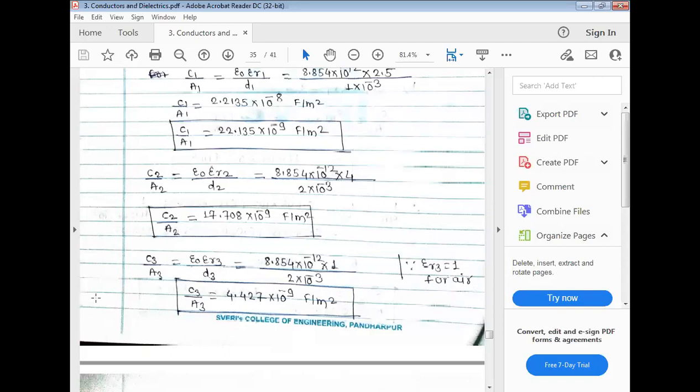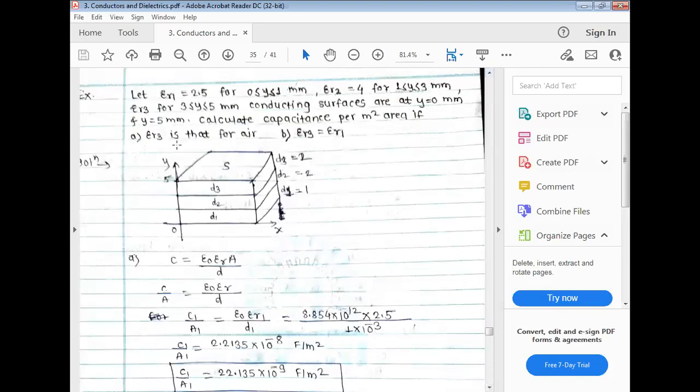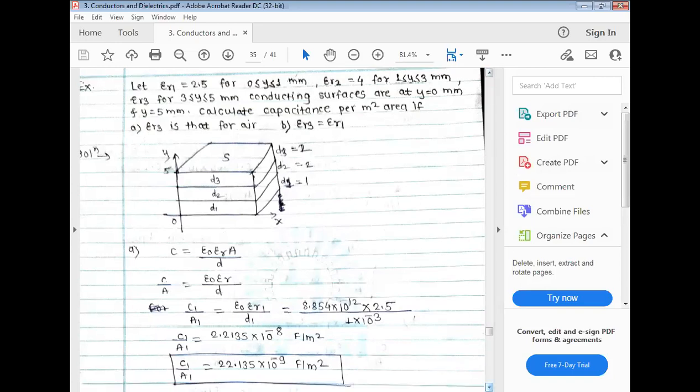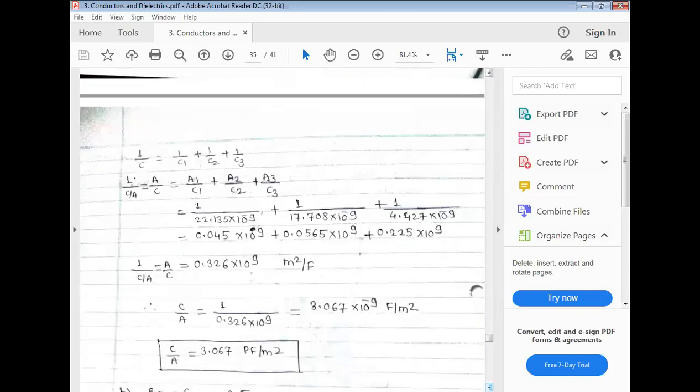Hello. So now for C3 upon A3, it is epsilon 0 epsilon R3 divided by D3. Now here what condition is given? Actually the value of epsilon R3 is not given, but we have to consider that epsilon R3 is that for the air, and this relative permittivity for air is equal to 1.